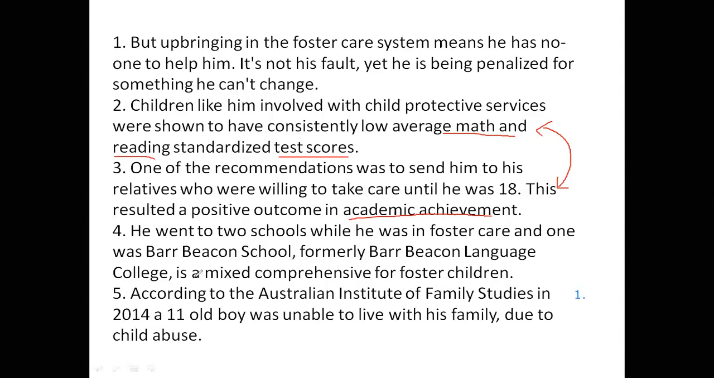So now we know that he went to 2 schools, but we still need to find a connection for this one. But upbringing in the foster care system means he has no one to help him. It's not his fault, yet he's being penalized for something he can change. So here we talked about the foster care system, and then we talked about how he went to a school that is comprehensive for foster children. Now it's not a direct connection, but we still get the basic idea that maybe these two are connected.